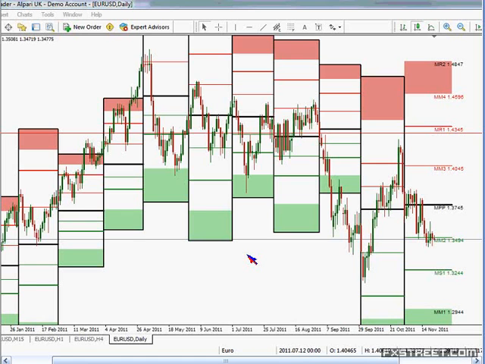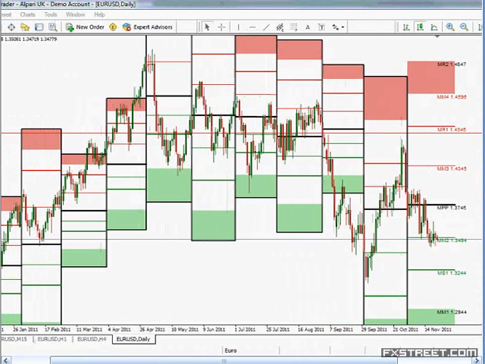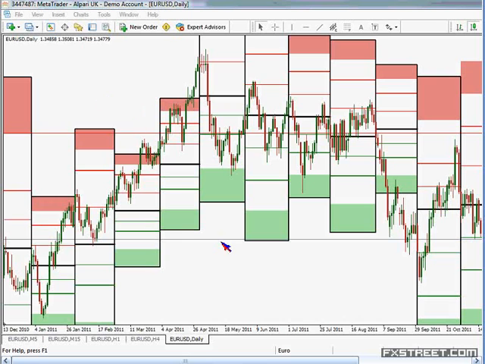So, if you are in a trending market like this, let me draw in black so we can see it. Okay.